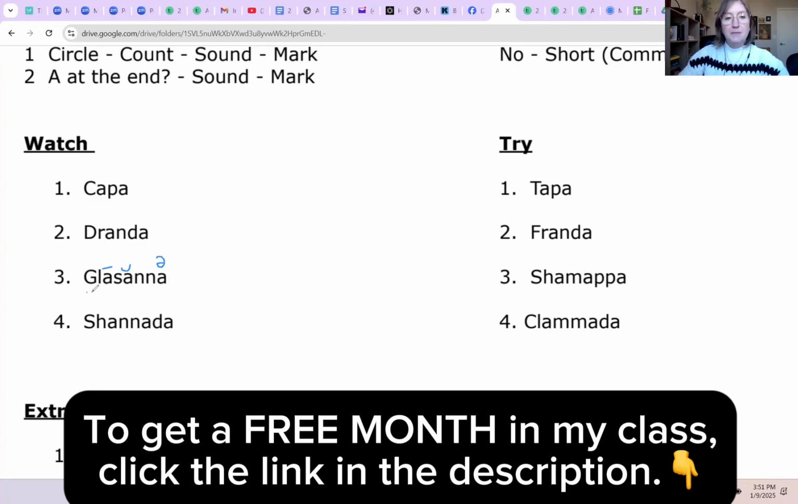So the sounds are G, O, A, S, A, N, A. The N's only get 1 dot because we dot sounds, not letters. We dot sounds, and those 2 letters make 1 sound. I'm going to do successive blending, which is a technique that I recommend, especially for longer words.